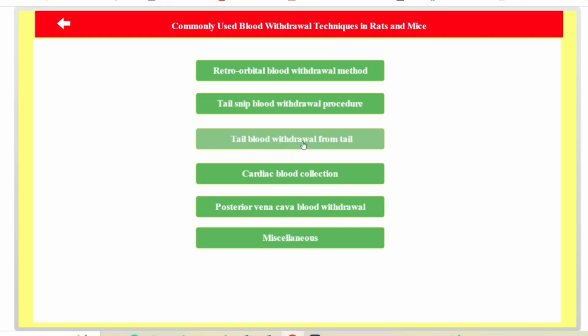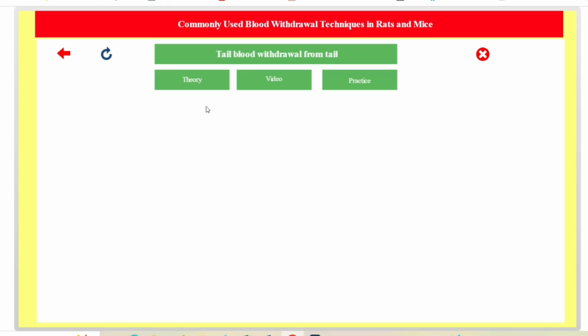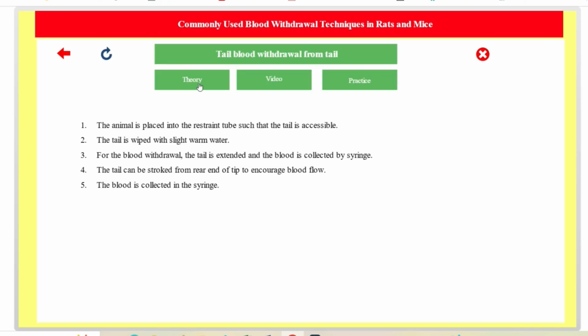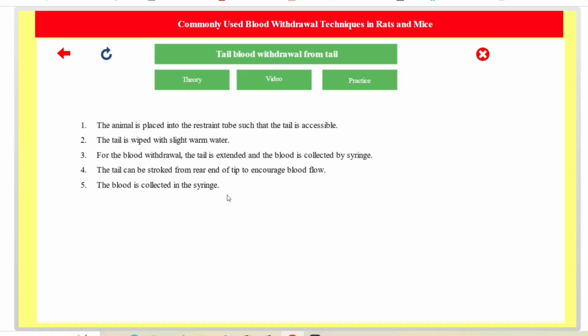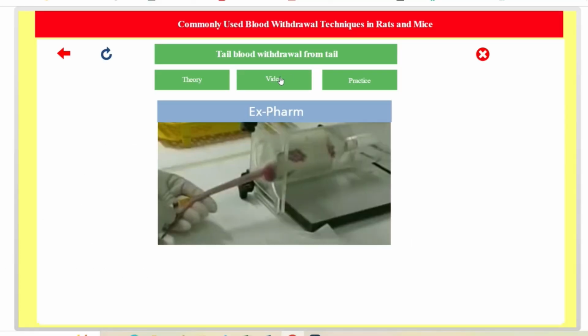Next, blood withdrawal from the tail. So we will see the theory part. The animal is placed into the restrainer tube such that the tail is accessible. The tail is wiped with slightly warm water. For the blood withdrawal, the tail is extended and the blood is collected by syringe. The tail can be stroked from the rear end to the tip to encourage blood flow. The blood is collected in this syringe. So we will see the video.